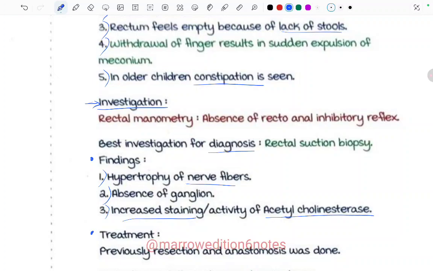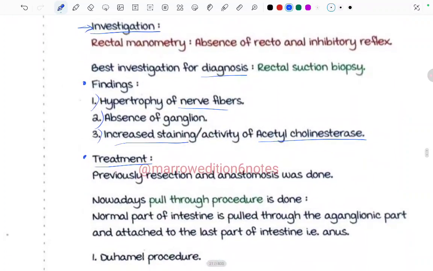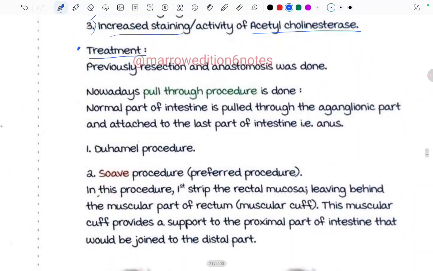For the treatment part of this Hirschsprung's disease, previously resection and anastomosis was done. Nowadays, a pull-through procedure is done. The normal part of the intestine is pulled through the aganglionic part and attached to the last part of the intestine, that is the anus. So the normal part is pulled through that aganglionic part. There is a Duhamel procedure and a Soave procedure. The preferred procedure is the Soave procedure.